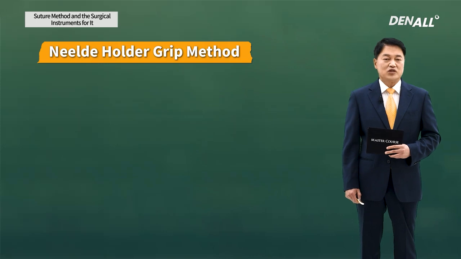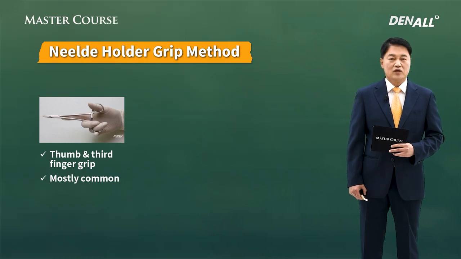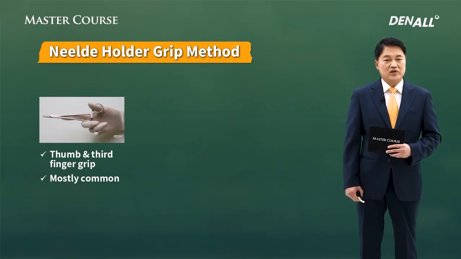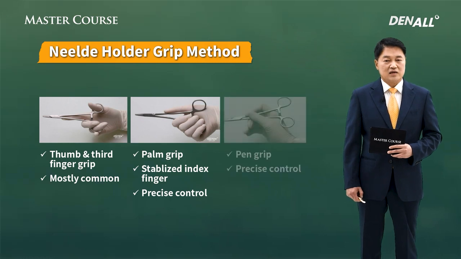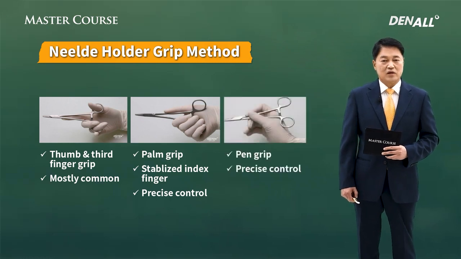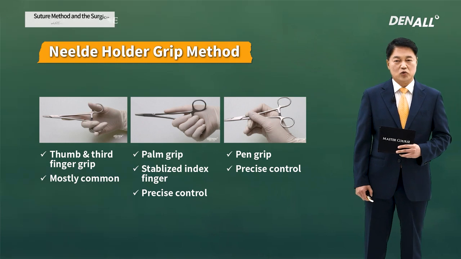And also the grip method, the most commonly used is thumb and third finger grip, as I said. And when you adjust the needle holder grip, you often use this grip. Also, you have palm grip and pen grip, and these are all for precise control. Once you get a lot of experience of suture, then this type of grip can be used for more precise control.